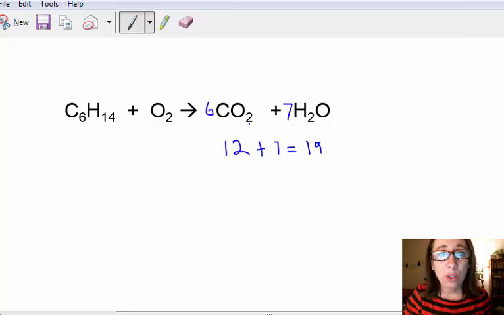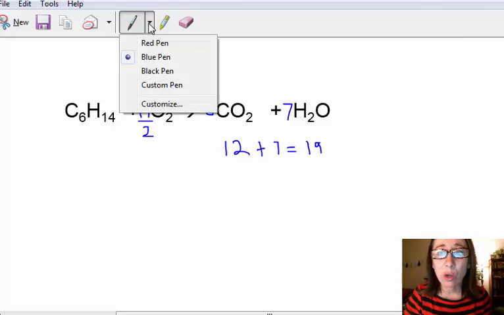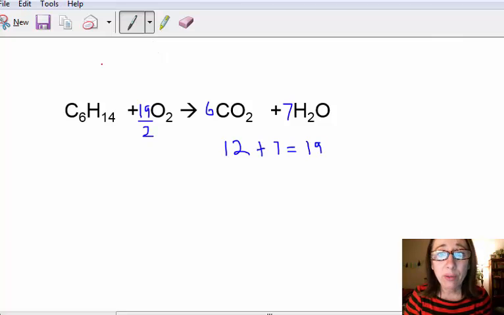I have 12 oxygens from carbon dioxide, 6 times 2 is 12, and I have 7 oxygens from water, 7 times 1 is 7. That gives me a total of 19, which is an odd number. So to balance my oxygens, I have to have 19 halves O2. Now, as we've already talked, we don't want to have a fraction, so we'll multiply all my coefficients by 2. So I'll place a 2 in front of my hydrocarbon. When I multiply 19 halves by 2, I get a coefficient of 19.